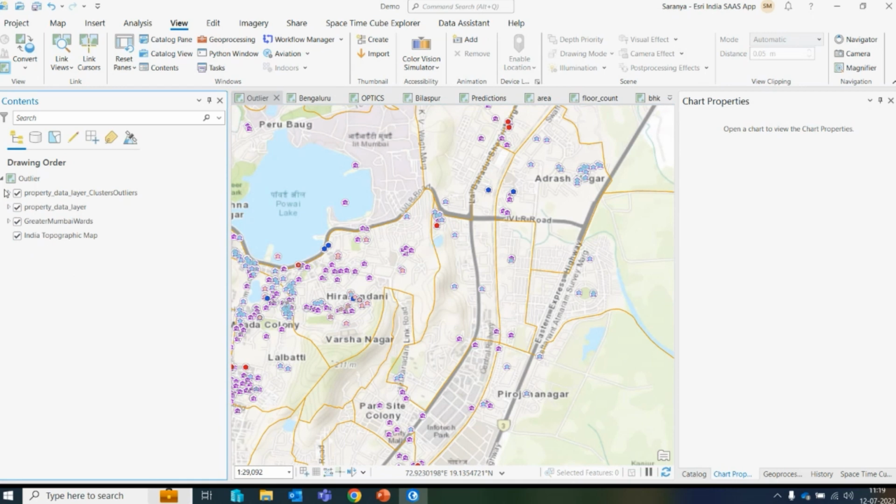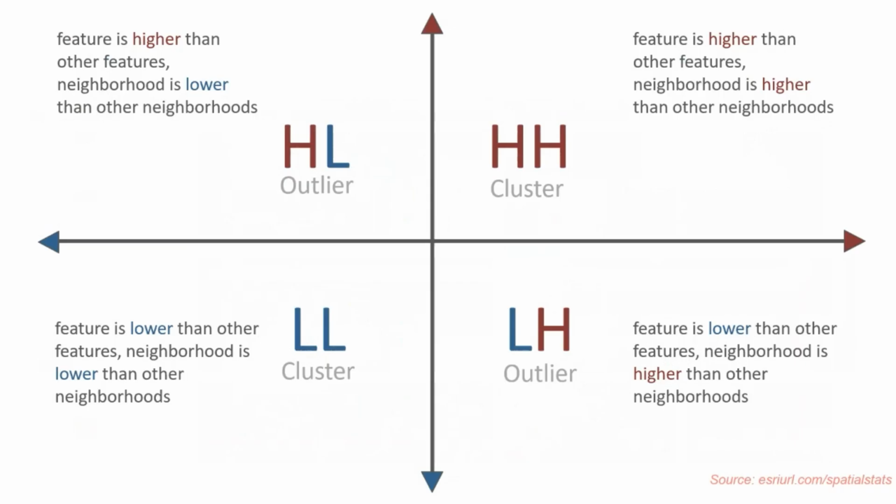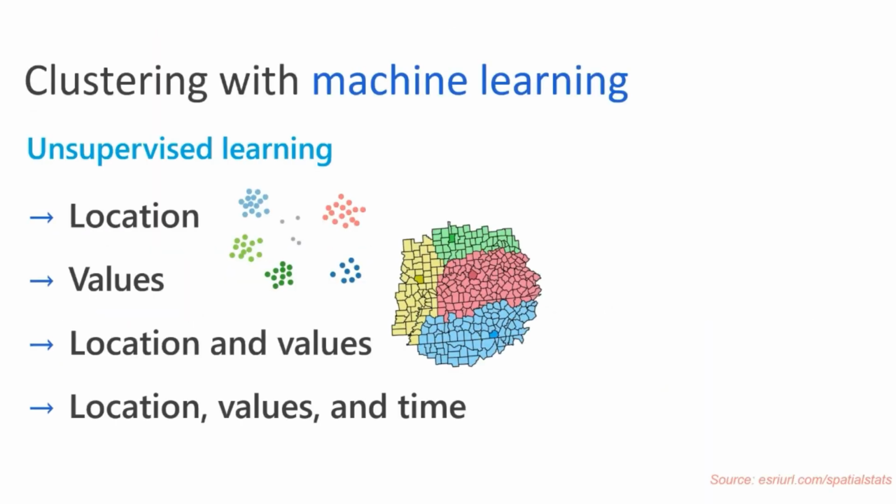So if you're working with any sensor data and you would like to identify if there are any faults in your sensor, you can use this outlier analysis to identify them. Now that we are done with our inferential statistics or traditional statistics, let's move on to machine learning statistics.